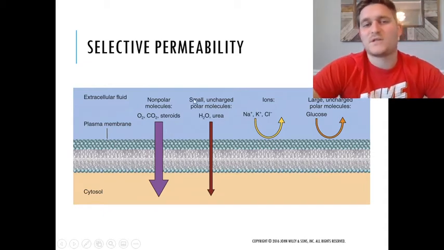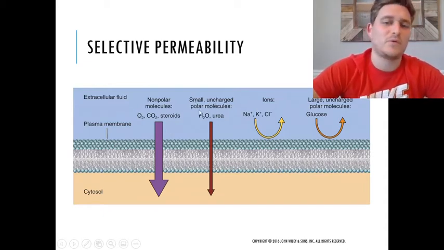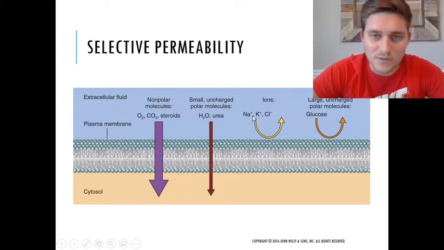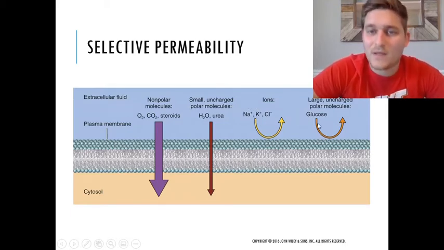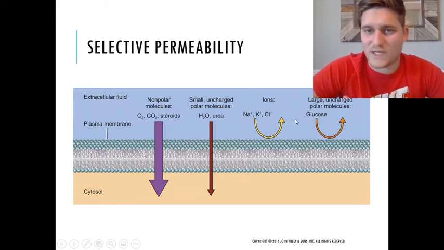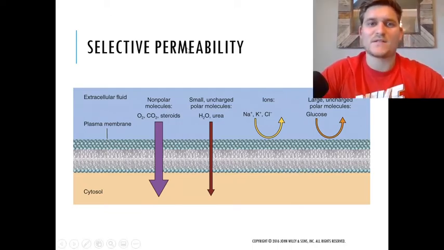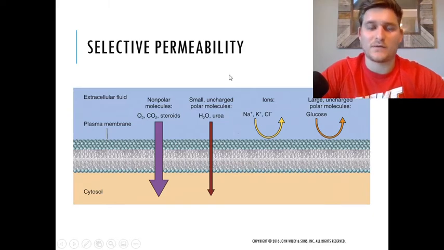Also, small uncharged polar molecules like water and urea are able to cross the membrane, while ions that contain a charge, such as sodium, potassium, and chloride, and molecules like glucose, which are large uncharged polar molecules, are not able to cross the plasma membrane.